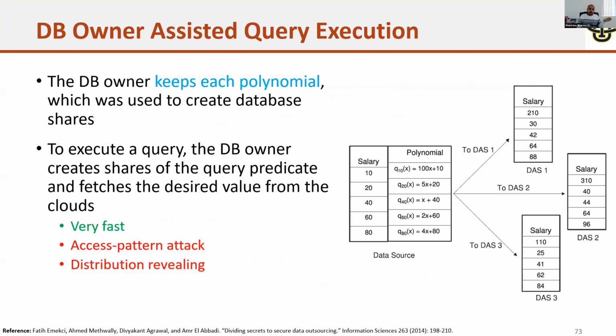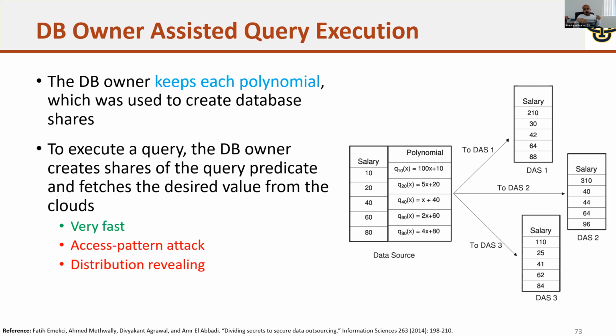This is the paper by Divyakant Agrawal, and they wrote that in this case, the database owner needs to remember the polynomial. In the figure, you can see there are values 10, 20, 40, 60, and 80. For these values, whenever they create secret shares, they need to remember all the polynomials they used at the time of data outsourcing forever. If they forget any polynomial, they cannot execute the query. At the time of data outsourcing, they use some polynomial, place the value, and create shares. Here they created three shares at DAS1, DAS2, and DAS3.